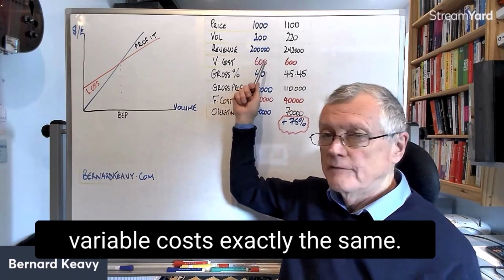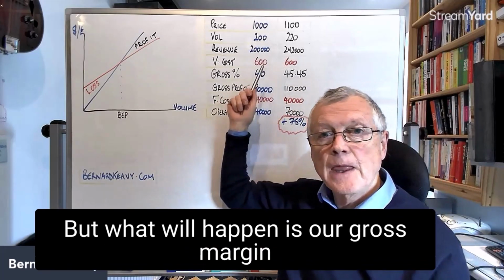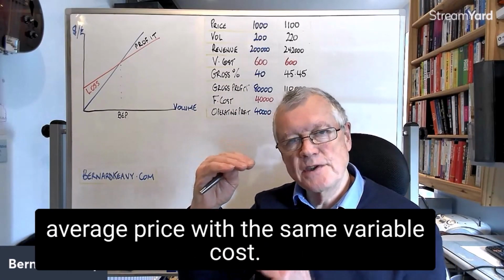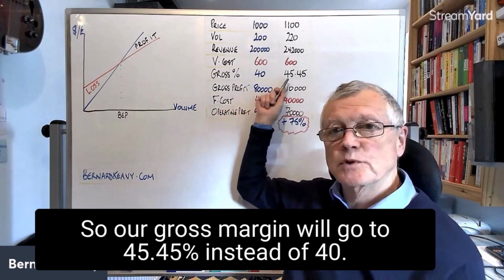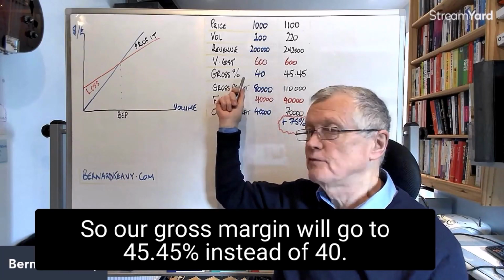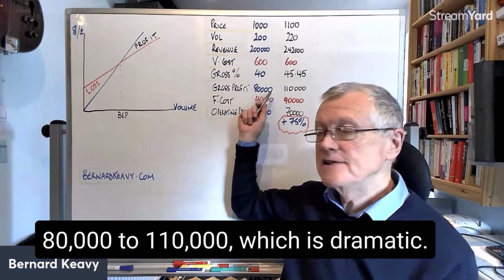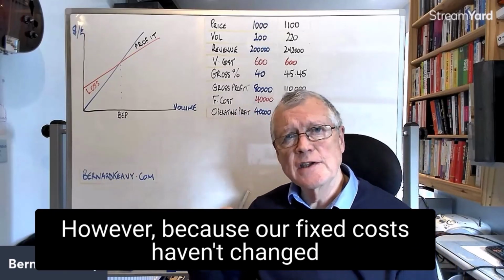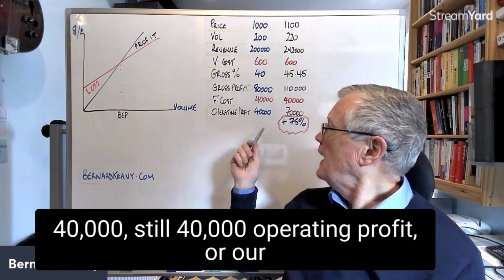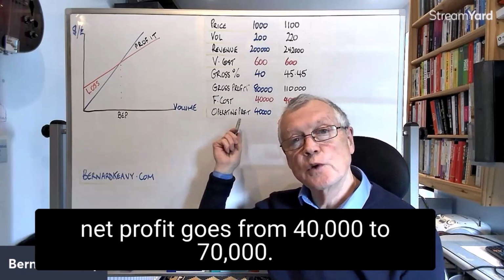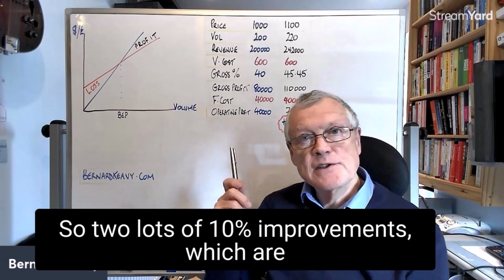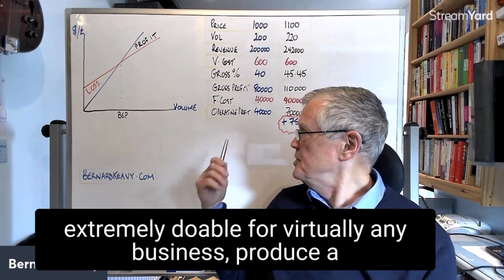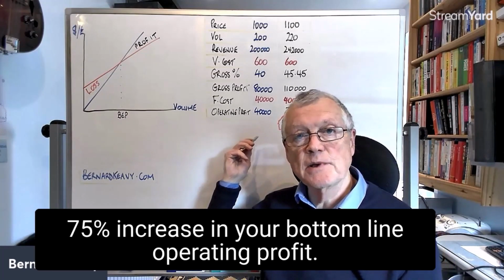We're going to leave our variable costs exactly the same, but what will happen is our gross margin will automatically increase because we've got a higher average price with the same variable cost. So our gross margin will go to 45.45% instead of 40. Our gross profit will go from 80,000 to 110,000, which is dramatic. However, because our fixed costs haven't changed, 40,000 still 40,000, our operating profit or our net profit goes from 40,000 to 70,000. So two lots of 10% improvements, which are extremely doable for virtually any business, produce a 75% increase in your bottom line operating profit.